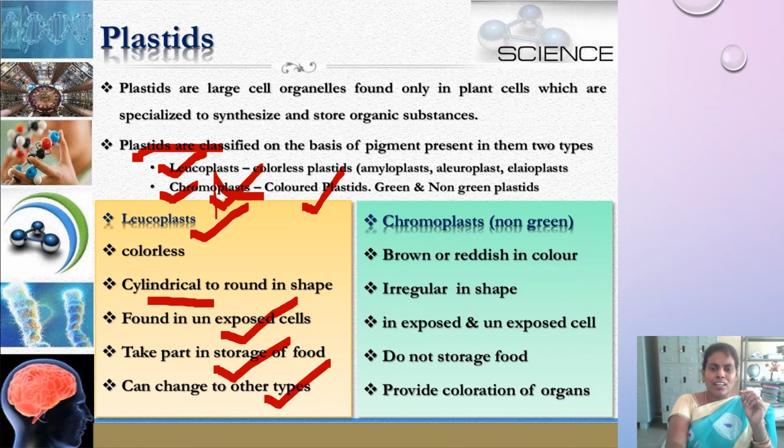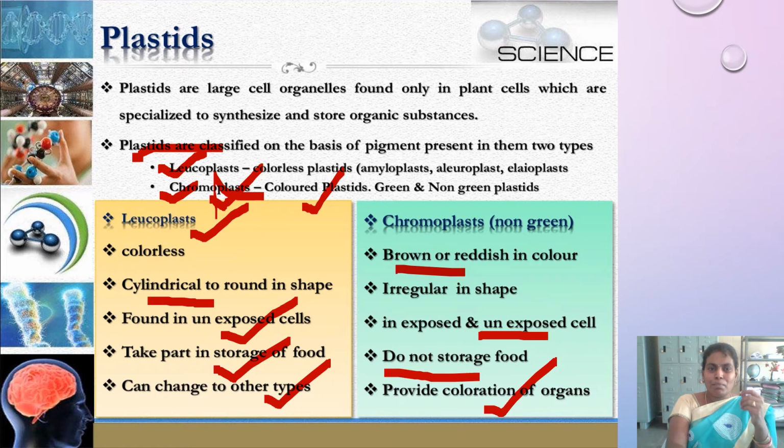If you see the chromoplast characteristics here, they are non-green plastids. Here we are discussing about non-green plastids only. They may be brown or reddish in color, irregular in shape, and they are present in exposed cells of a plant. Maybe they are present in unexposed cells also. At some times they do not store the food and they provide color to the parts of a plant. This is about the plastids.